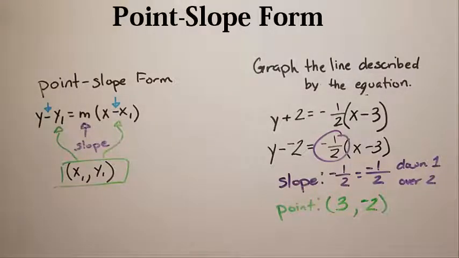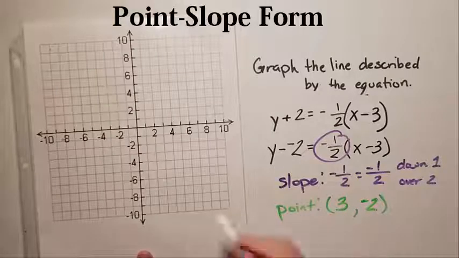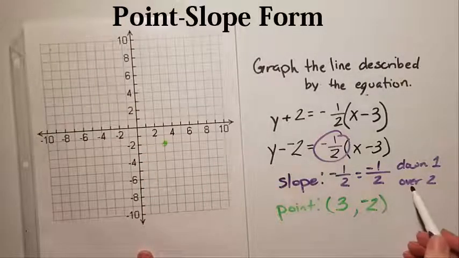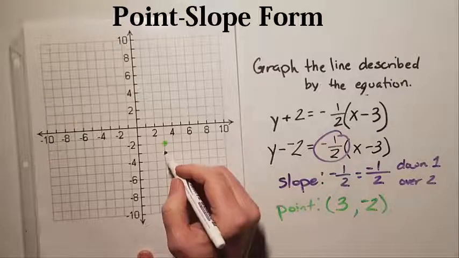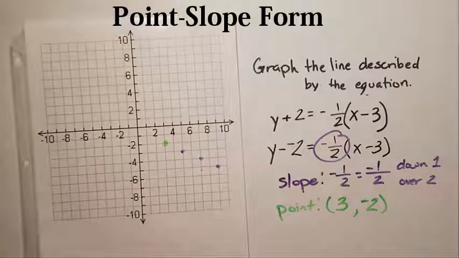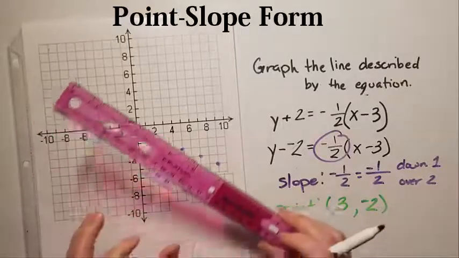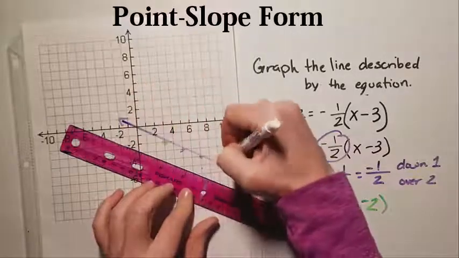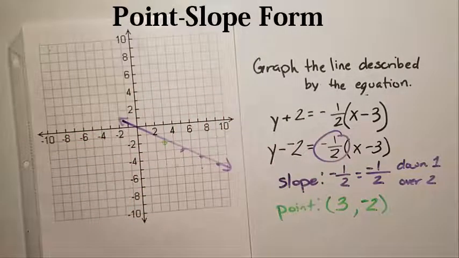So now I need my graph paper. We're starting at the point 3, negative 2. So here's 3, negative 2. And now we have to move according to the slope. Slope tells us to go down 1 over 2, down 1 over 2, down 1 over 2. I have several points on my line, which means I can connect them with a line, and you're good to go.